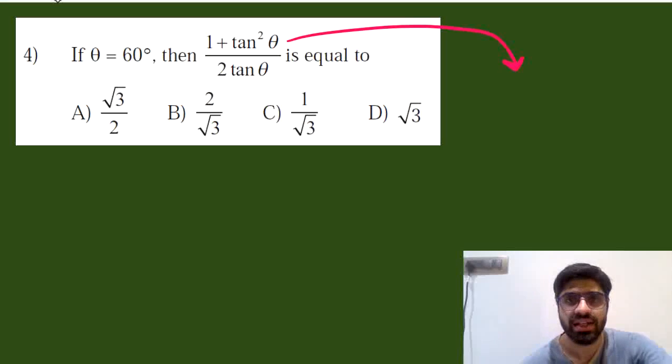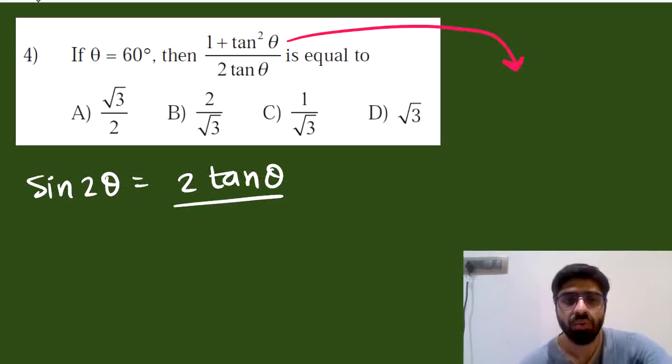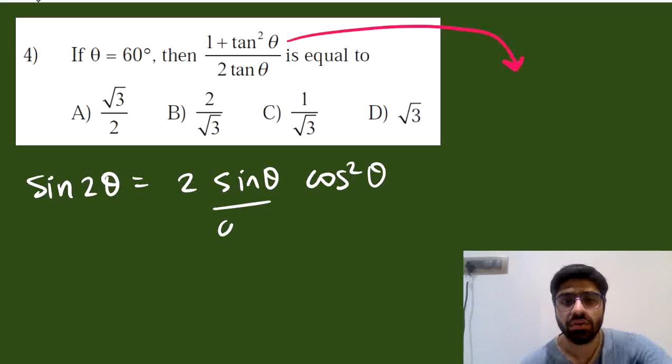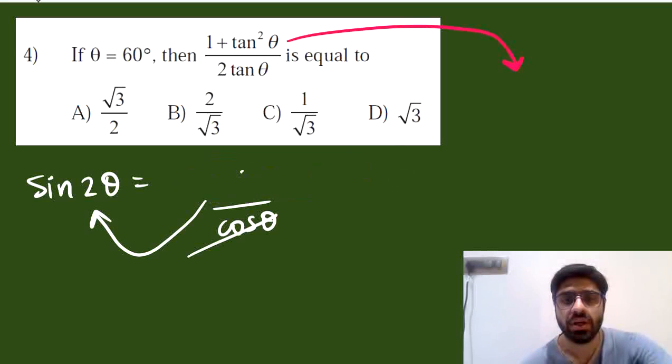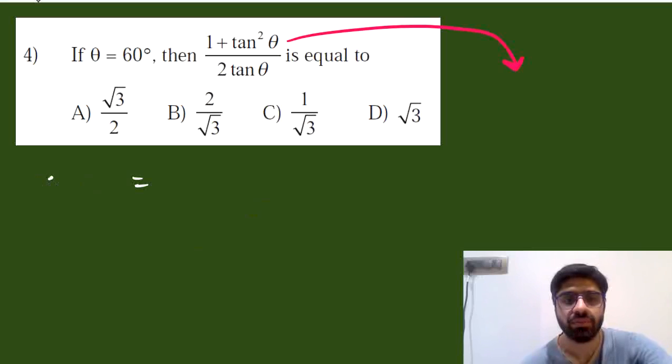I know you can put 60 and evaluate it, but just to revise the formula, sine 2 theta was 2 tan theta upon 1 plus tan square theta. How do we get it? 1 plus tan square theta is sec square theta. That becomes cos square theta in the numerator. And tan theta is sin theta upon cos theta. Cos theta gets cancelled and 2 sin theta cos theta was the formula for sin 2 theta. So whatever is the given expression is basically the reciprocal of sin 2 theta.